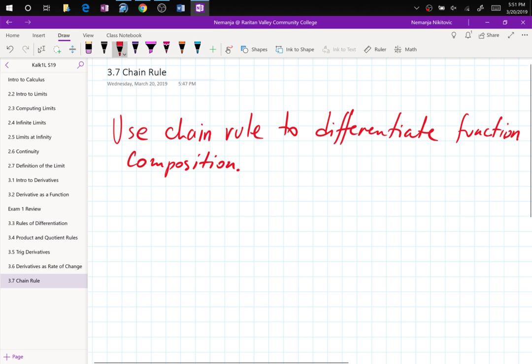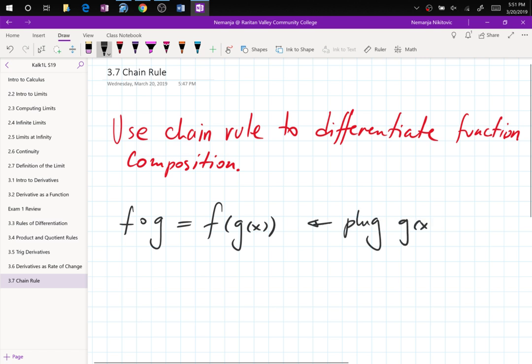So use the chain rule to differentiate function composition. Please recall from pre-calculus 1, as we reviewed the last class, right at the end, that the function composition f composed with g is also written as f of g, like this, and means plug g of x for every x of f of x.